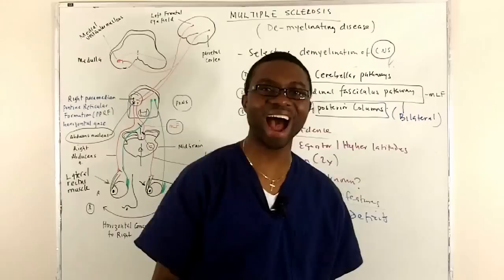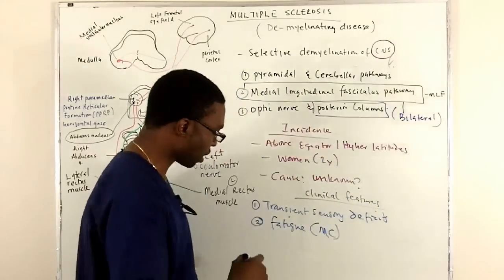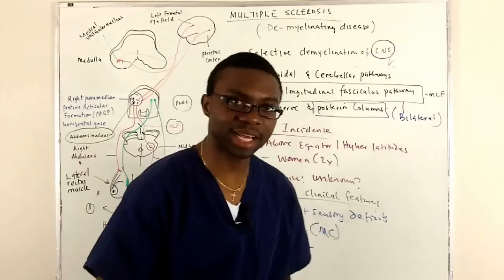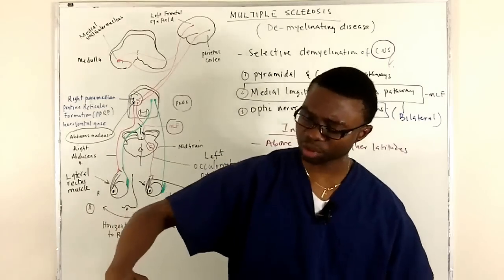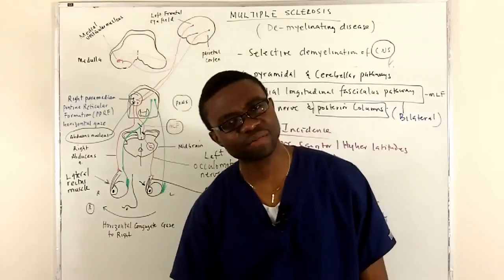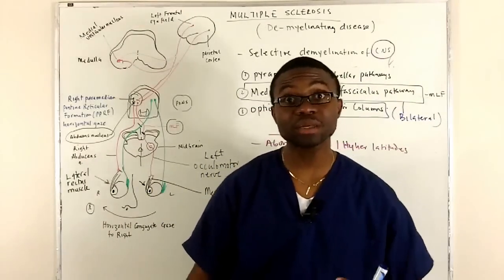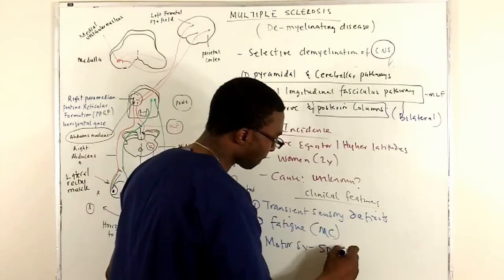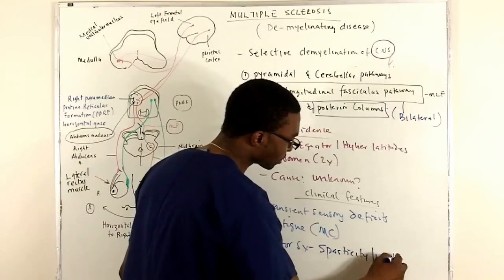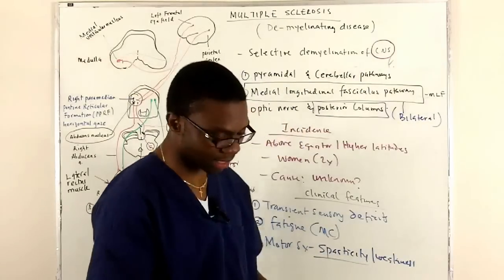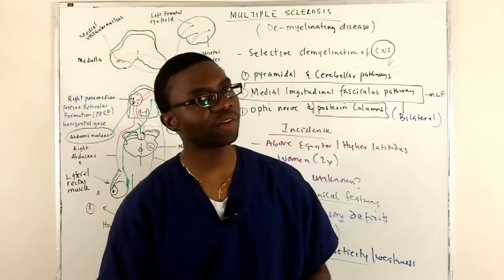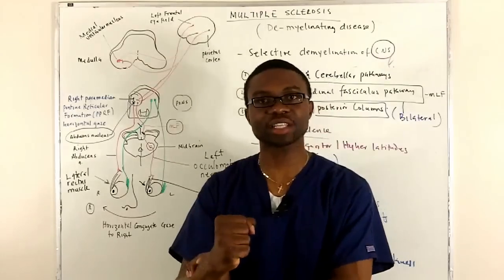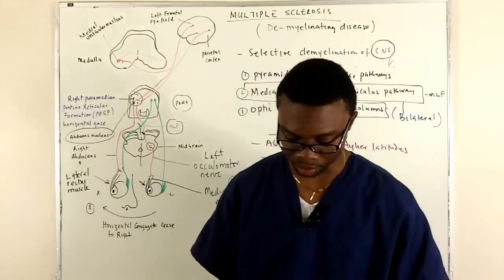"Doc, I'm always tired." Then they develop motor symptoms, such as weakness, weak arms. "Doc, my arm is always feeling weak, or my leg is always giving out on me." Those are motor symptoms. Or sometimes they develop spasticity. Spasticity is basically an upper motor neuron disease, and whenever you have upper motor neuron disease, you often have spastic, very stiff muscles.